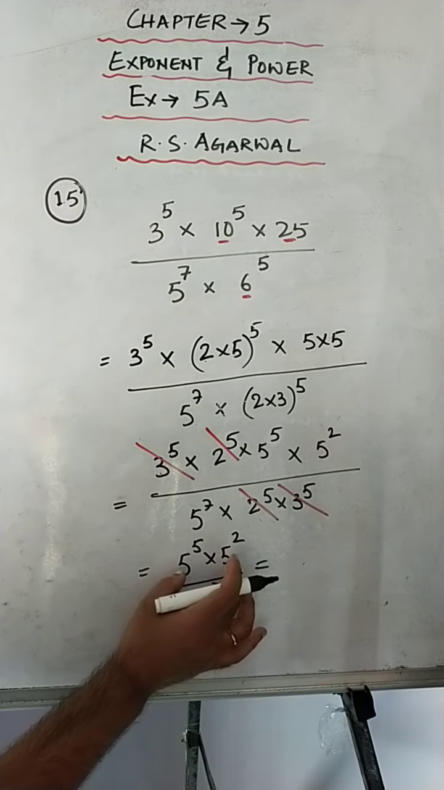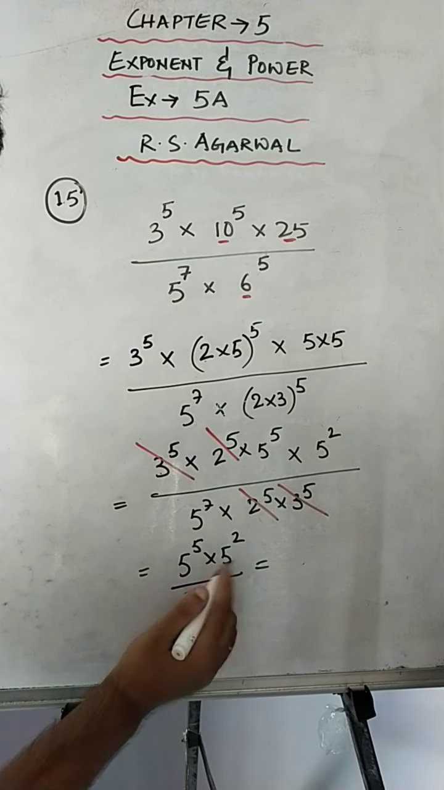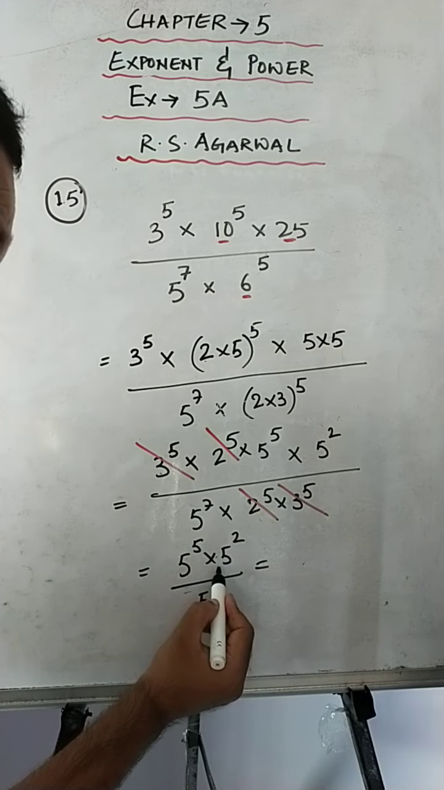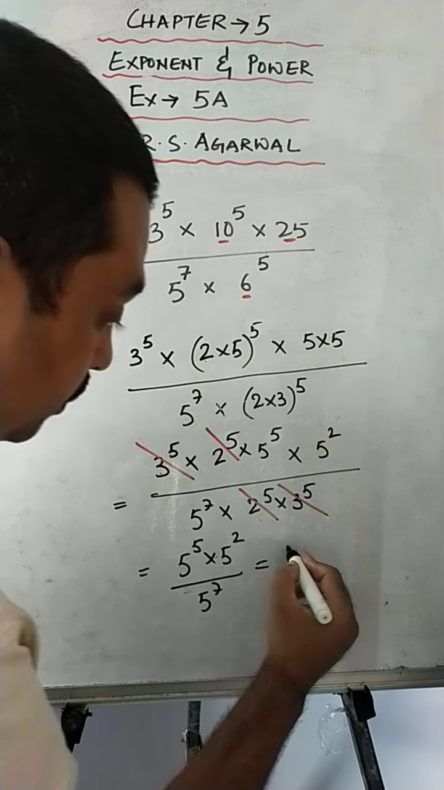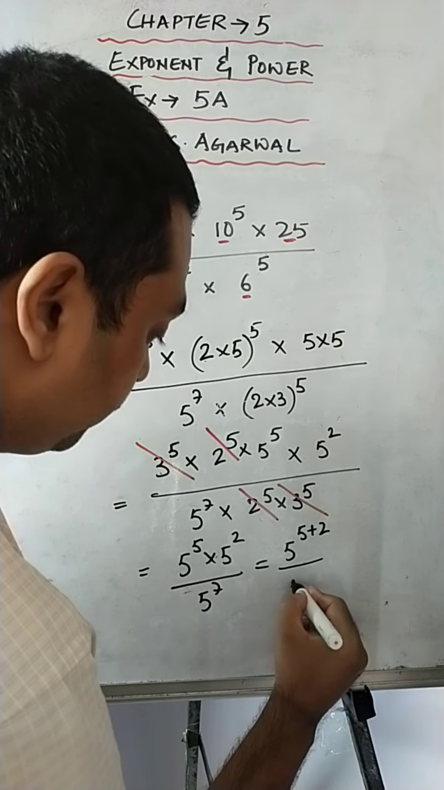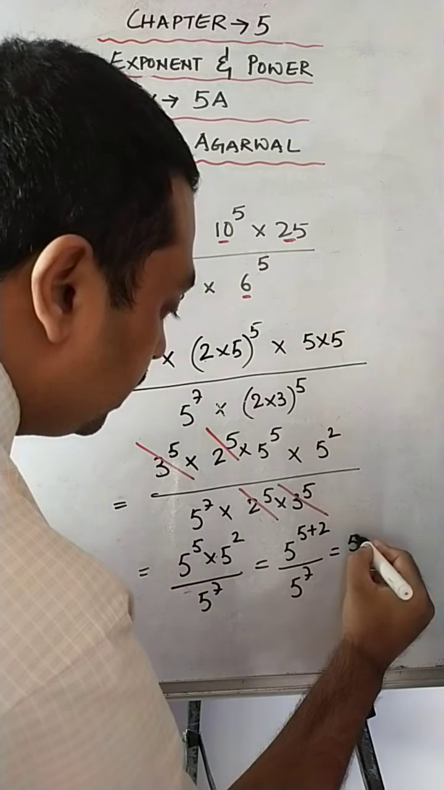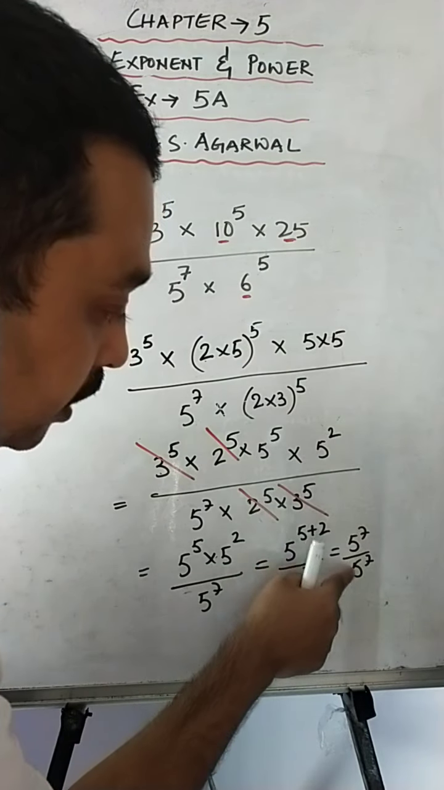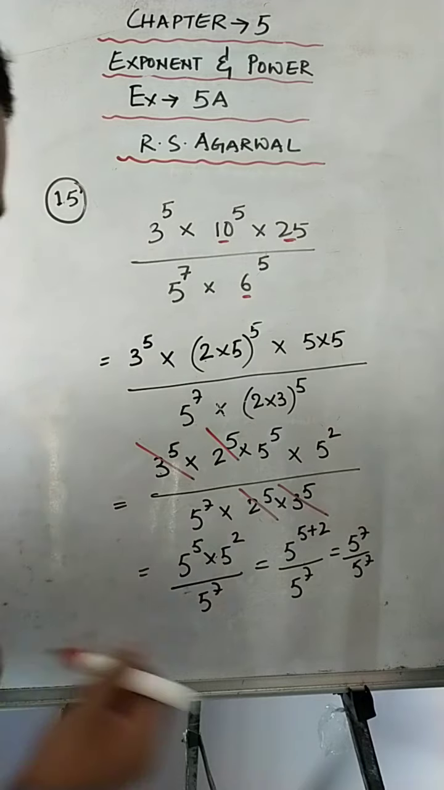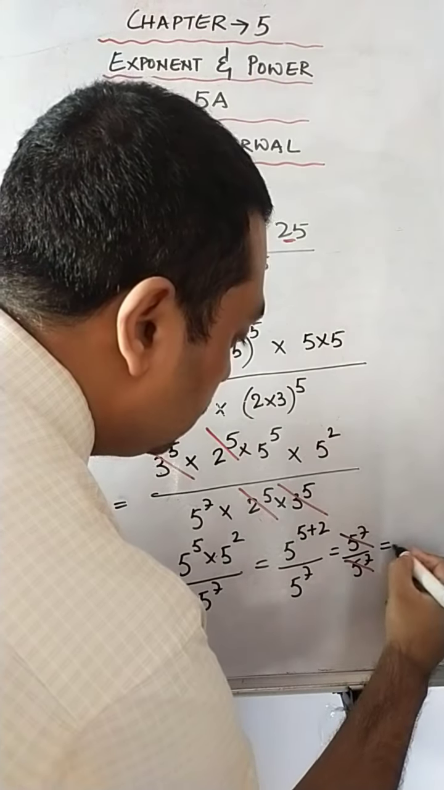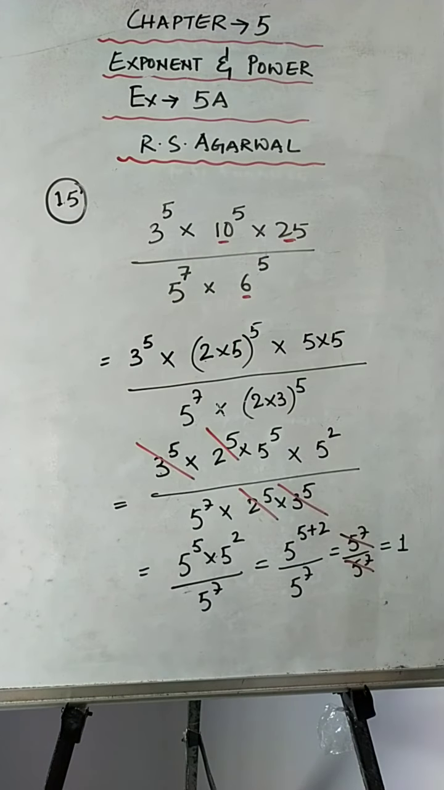Now first of all we'll solve the denominator. Now in the denominator we have two similar bases with a multiplication sign in between. So we have to add the powers. So 5 to the power 5 plus 2 by 5 to the power 7. So 5 plus 2 would give us 5 to the power 7, 5 to the power 7. Now you see the numerator and the denominator are very similar to each other. So again we'll cancel this. So your required answer will be what? Equals 1. Okay, so this is the solution of question number 15, students.